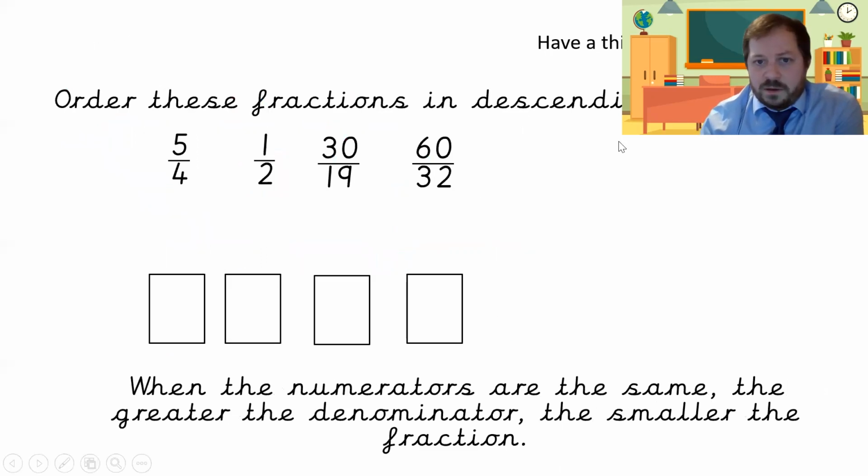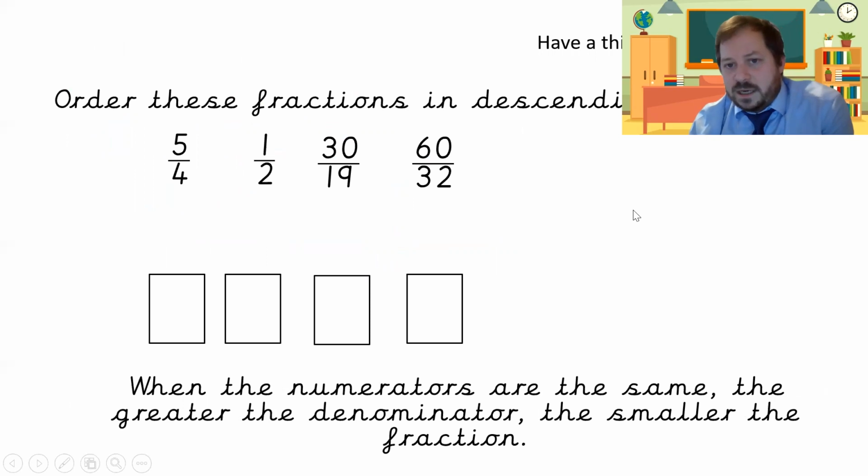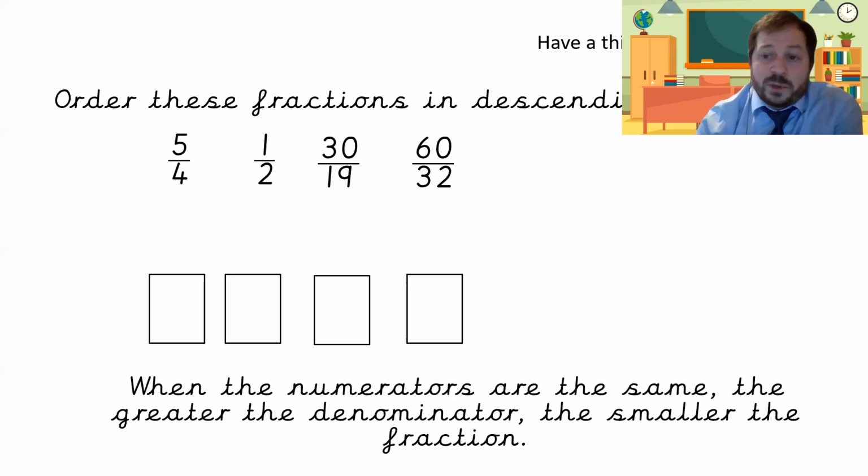Okay, have a go at this one. Order these fractions in descending order. So the numerators are the same, the greater the denominator. That gives you a hint of what you've got to do. But you're being asked for descending order, going from the largest down to the smallest. Have a think.